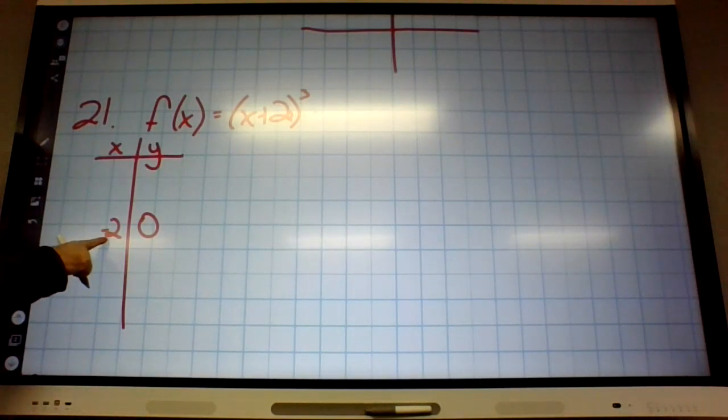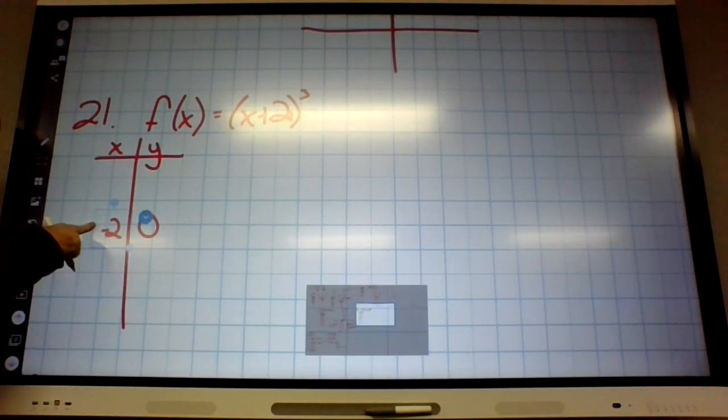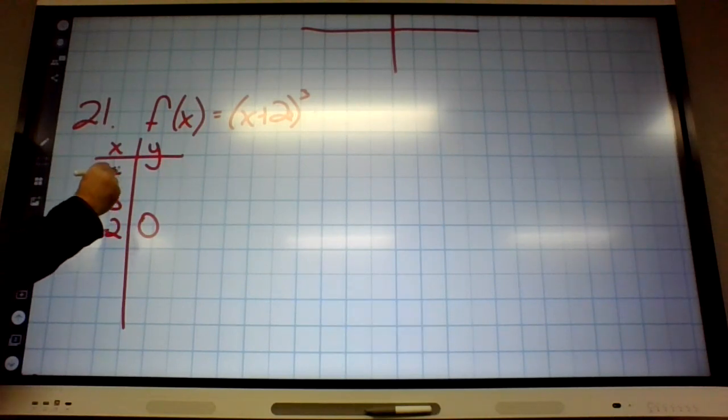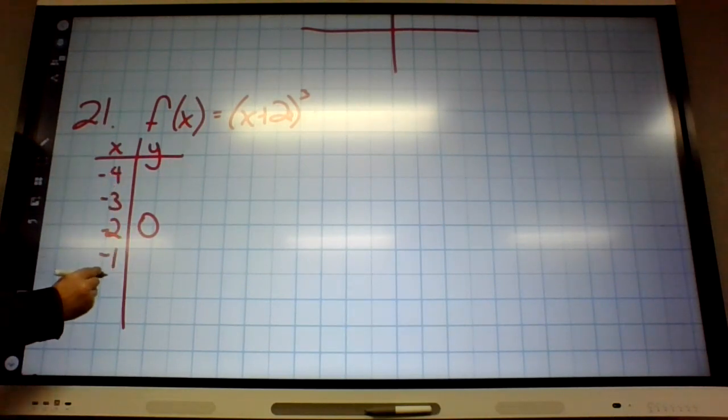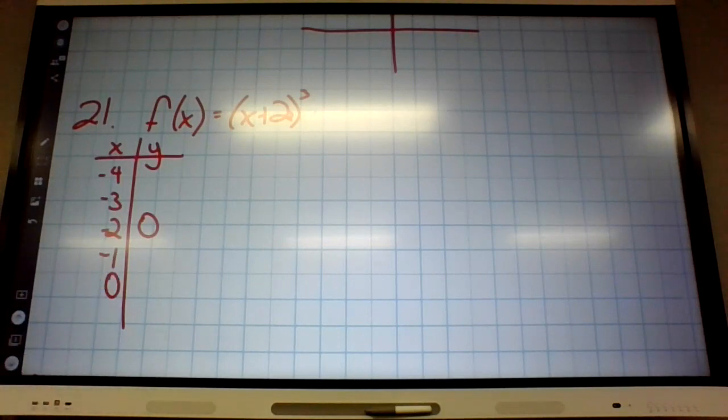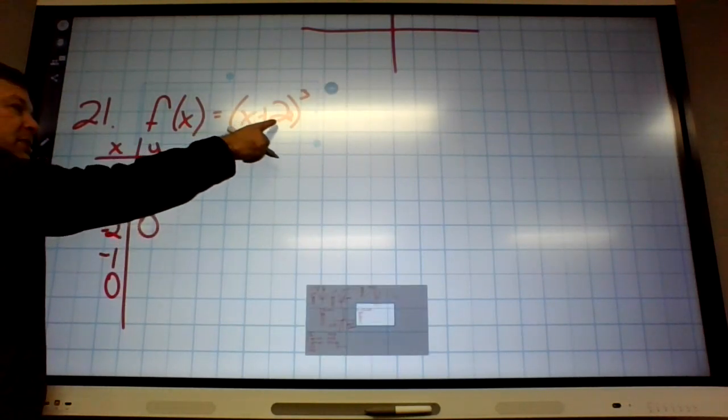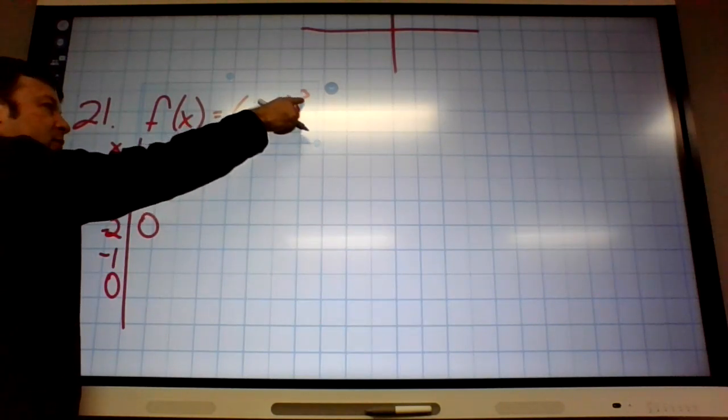Okay, so I'm going to choose x values that are close to this point. This is like the middle of my graph, -2, 0. So what x values are close to -2? -3, -4, and on this side, -1 and 0. This should help me if I'm zooming in on the middle, so it'll give me a better picture. -2, 0 is the middle. If I plug in -3, -3 plus 2 is -1. -1 cubed is -1.